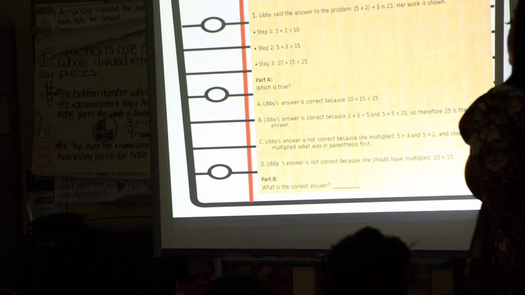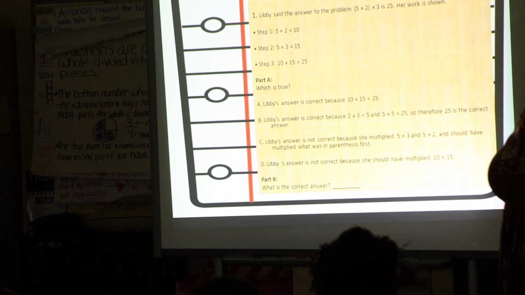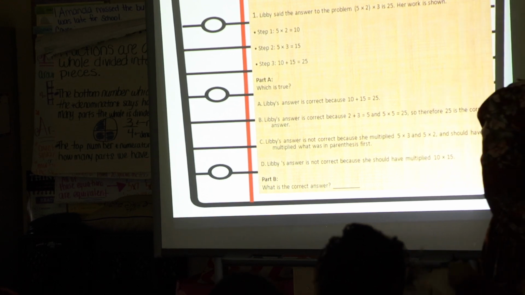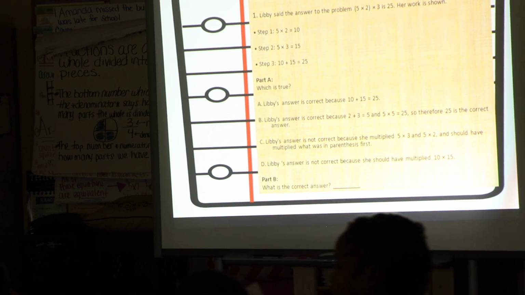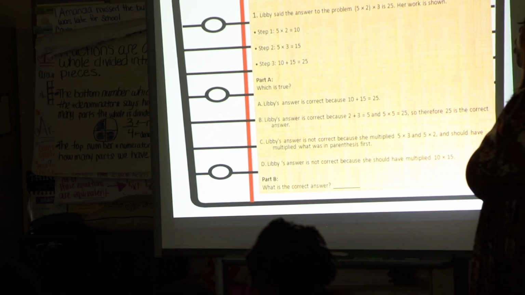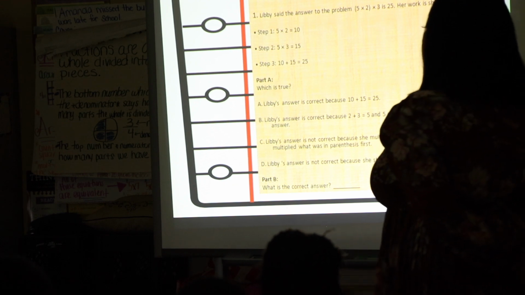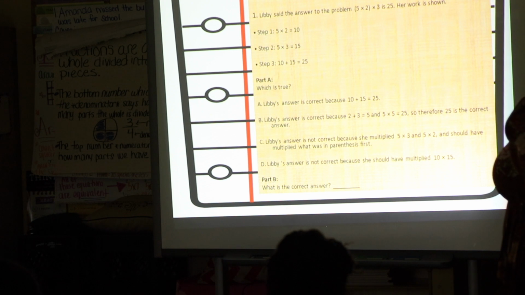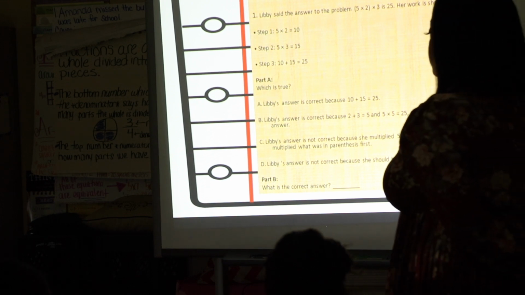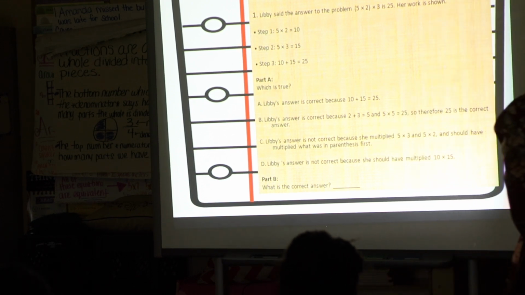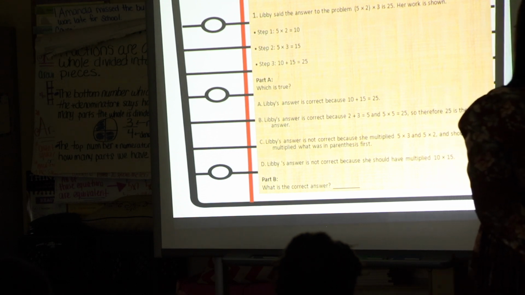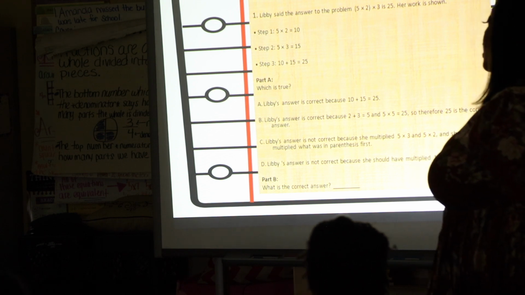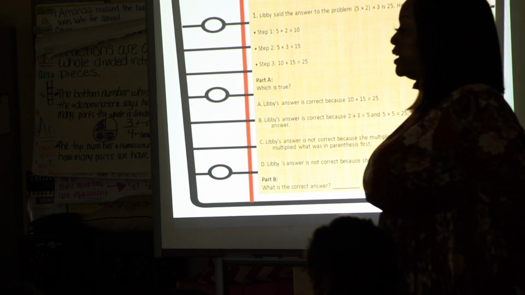Is it A, Libby's answer is correct because 10 plus 15 equals 25? Is it B, Libby's answer is correct because 2 plus 3 equals 5 and 5 times 5 equals 25, therefore 25 is the correct answer? Or is it C, Libby's answer is not correct because she multiplied 5 times 3 and 5 times 2 and she should have multiplied what was in parentheses first? Or is it D, Libby's answer is not correct because she should have multiplied 10 times 15? And part B says, what is the correct answer if it is incorrect?